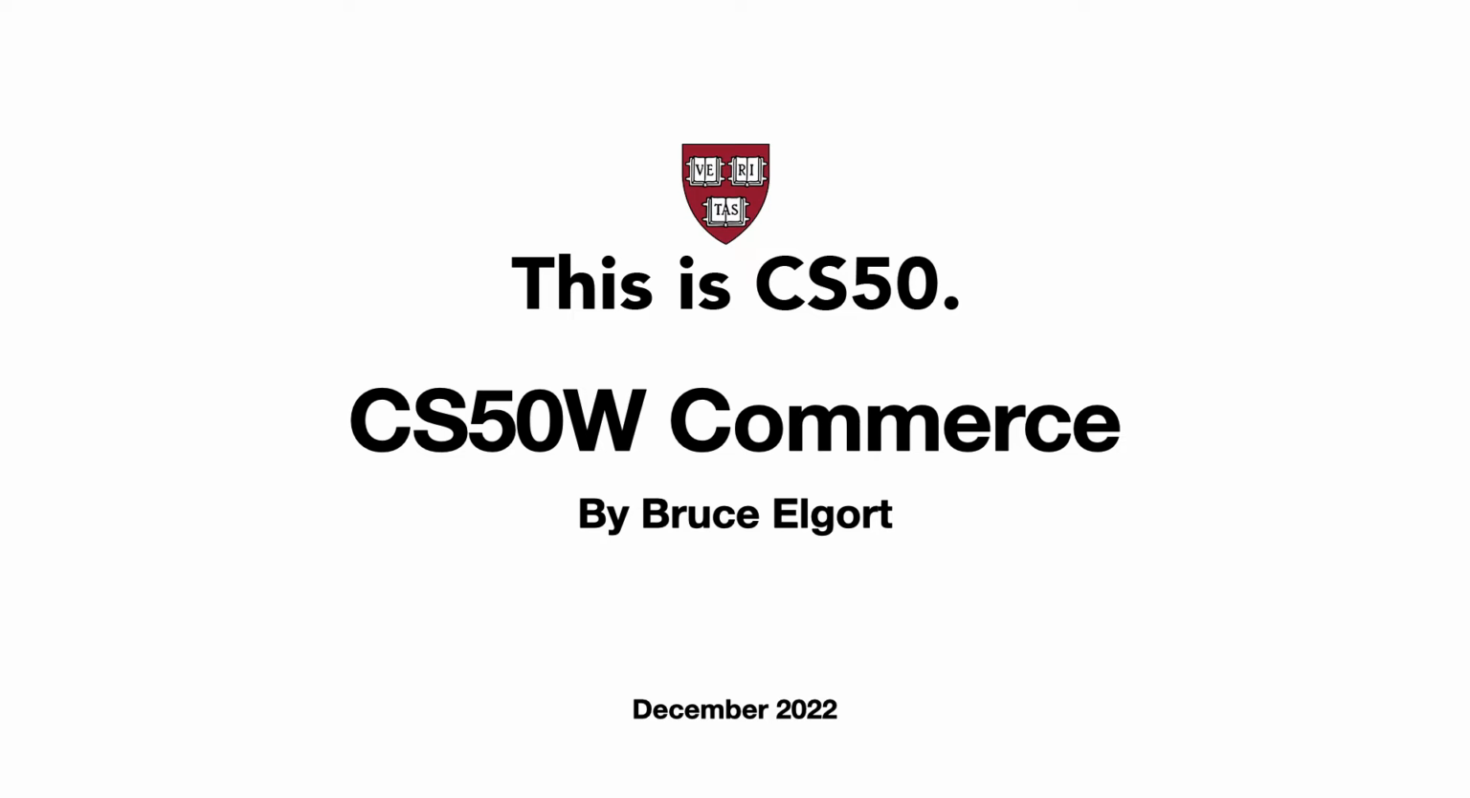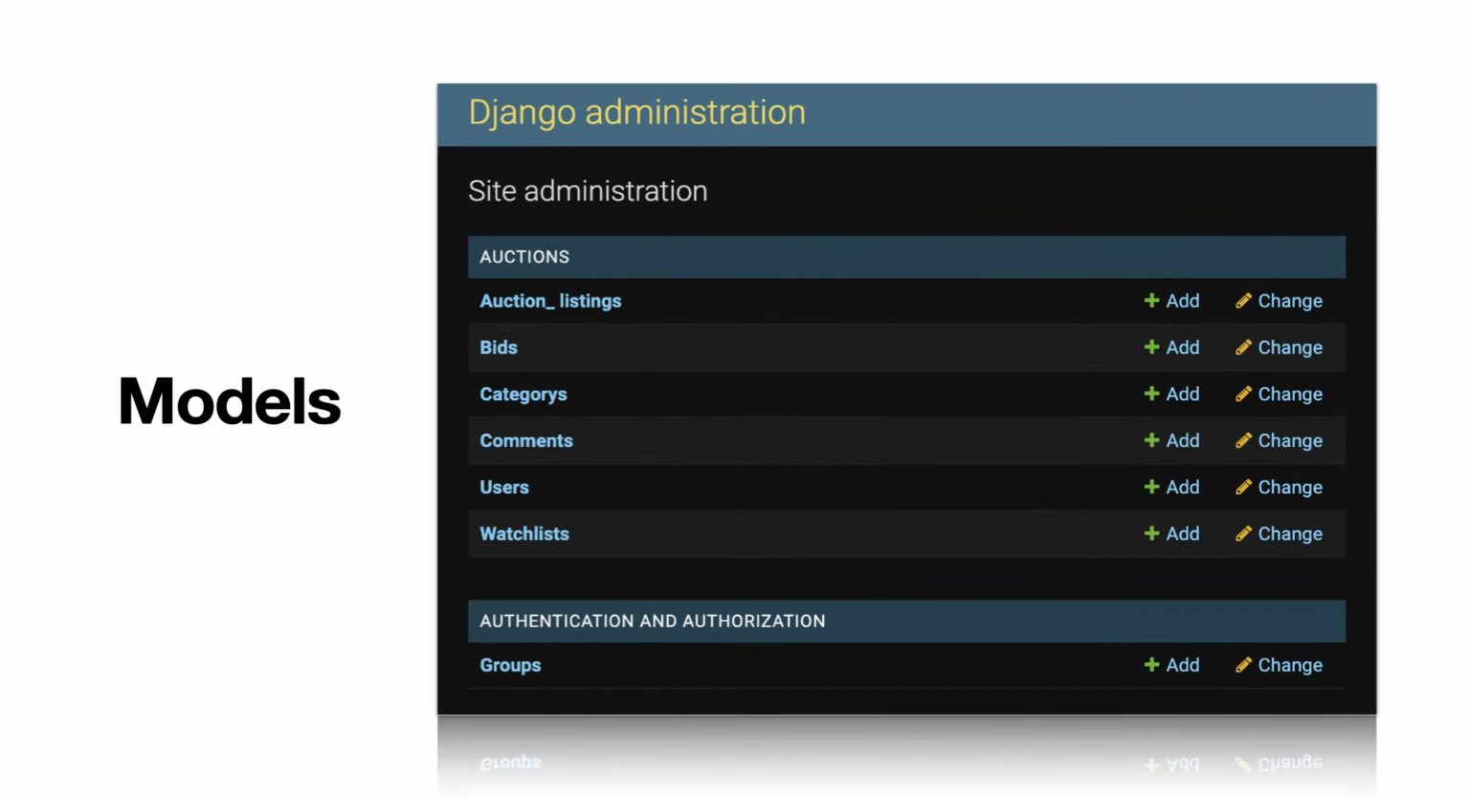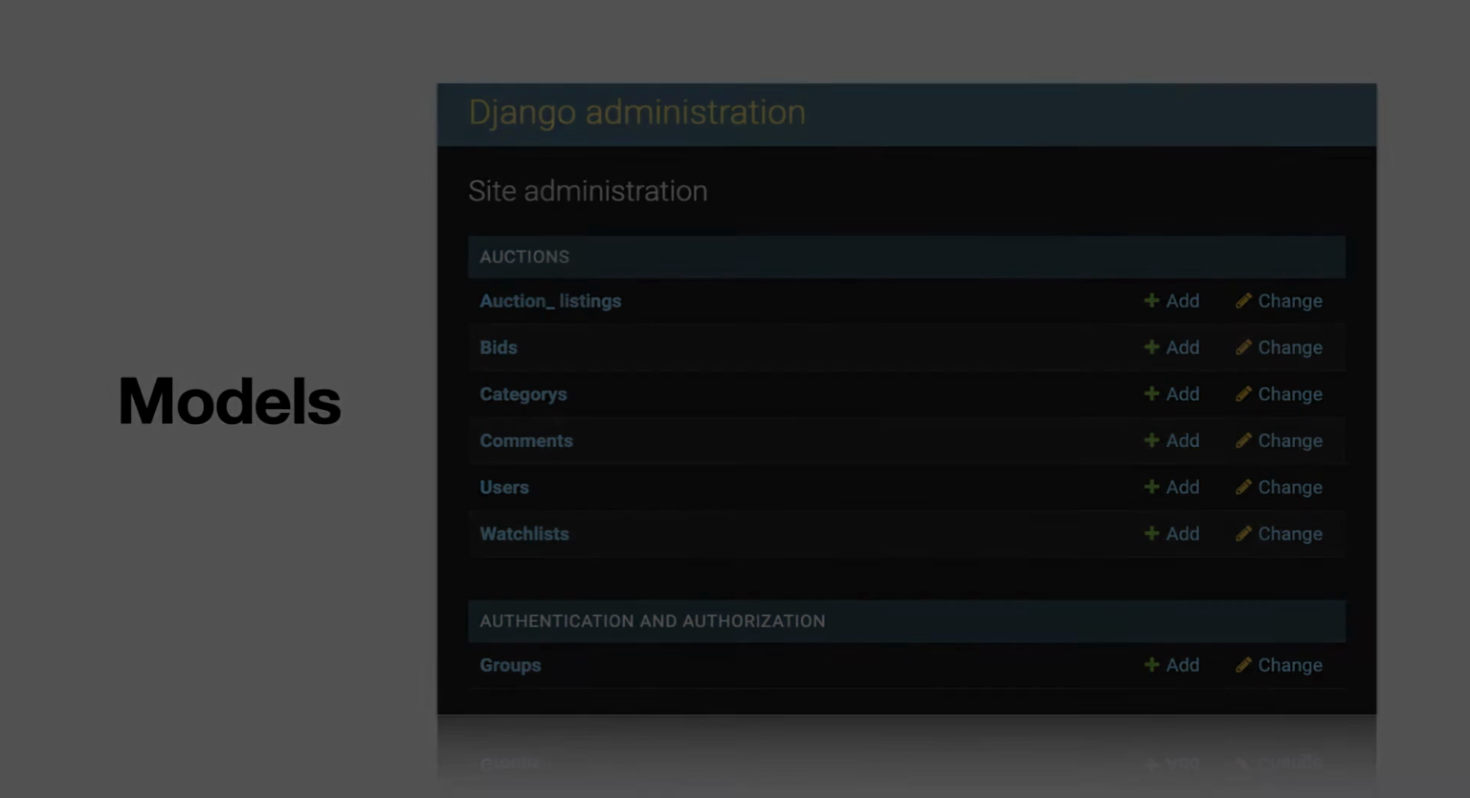Hi, this is Bruce Elgort, and this is a demonstration of my CS50W Commerce project. Commerce has six database models: auction listings, bids, categories, comments, users, and watch lists.